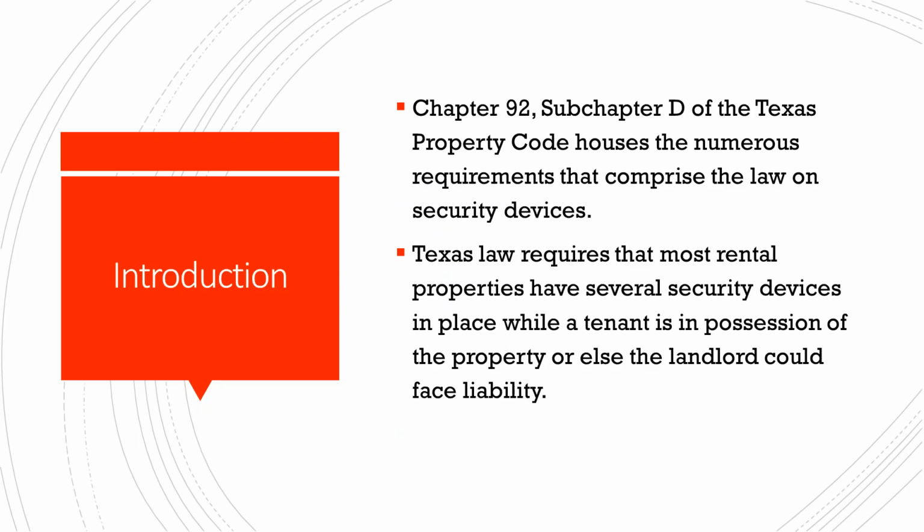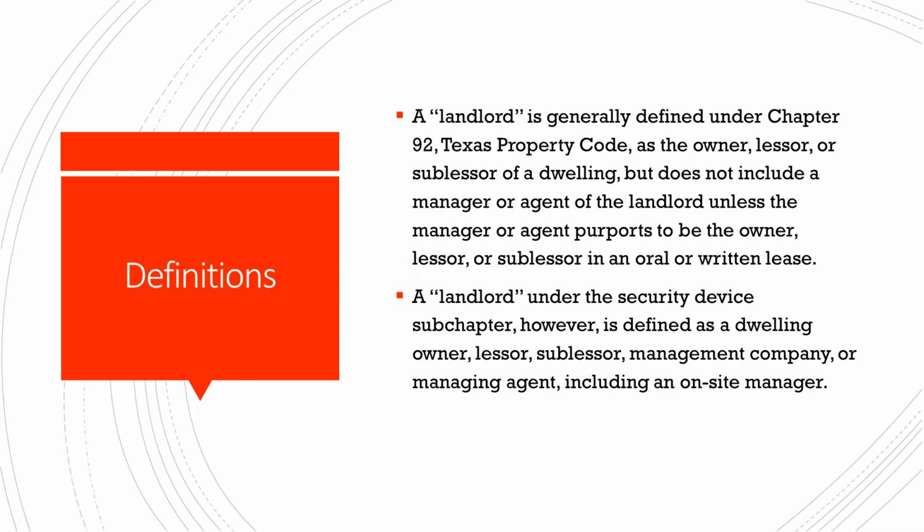So an introduction. You're going to find the requirements for security devices in the property code. It's Chapter 92, specifically Subchapter D. Now, Texas law requires that most rental properties have security devices in place while a tenant is in possession. If they don't, a landlord can face liability. Now, why is it particularly important to understand these requirements? And that is because of the definition of landlord.